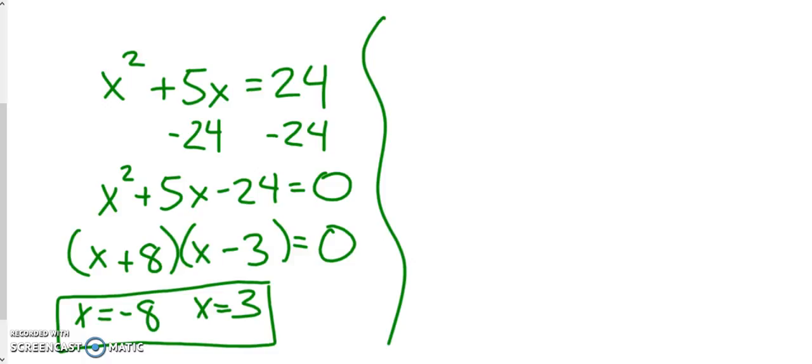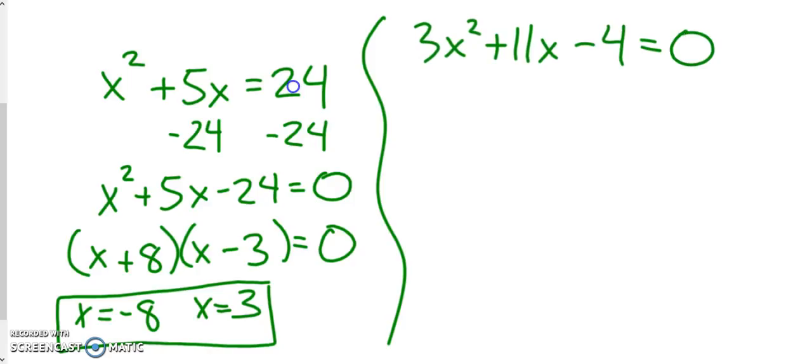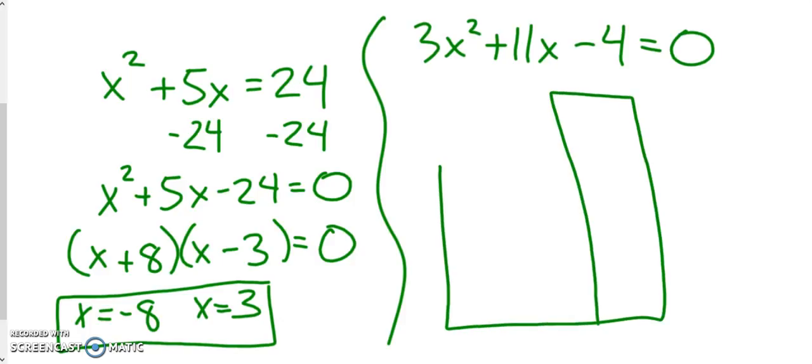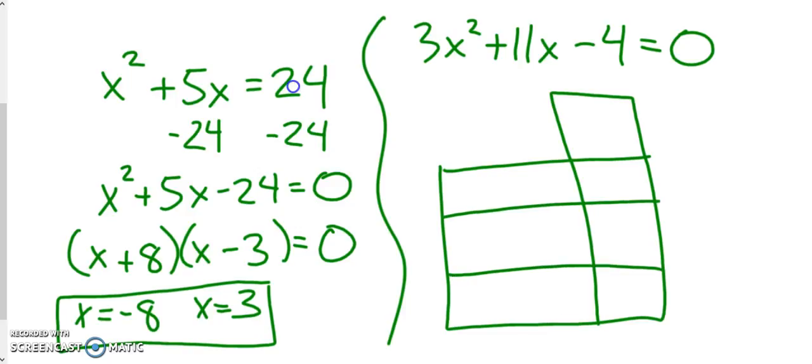Now, if I had 3x squared plus 11x minus 4 equals 0. For that one, we might want to use the little factoring box. Whoa, that's well drawn. Little factoring box. 3x squared goes here. 11x goes there. Minus 4 goes here.